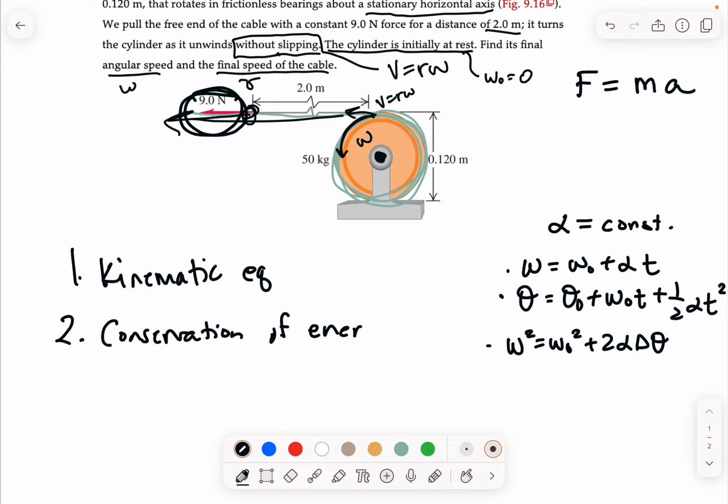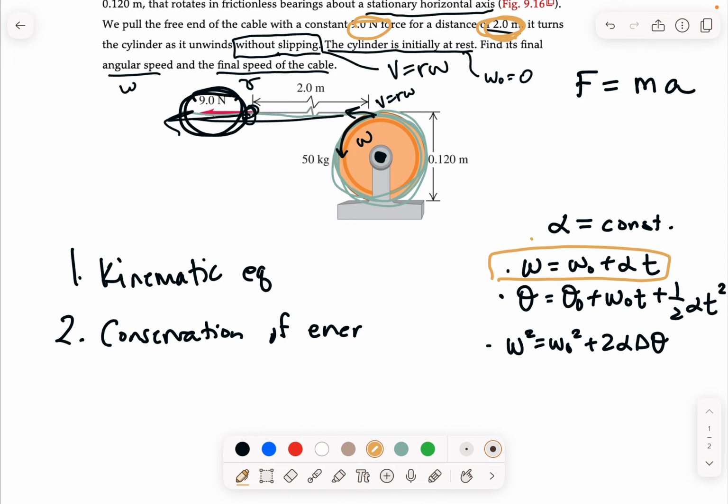Let's see. So we want to find the final speed, right? So sure, final speed. Okay, great. We have two options here to find the final speed. We can use this one, but we don't have any time information. We actually have distance information, don't we? We have distance and force.